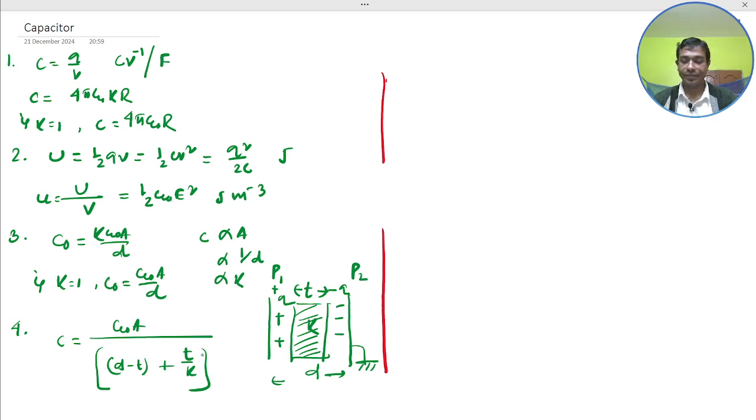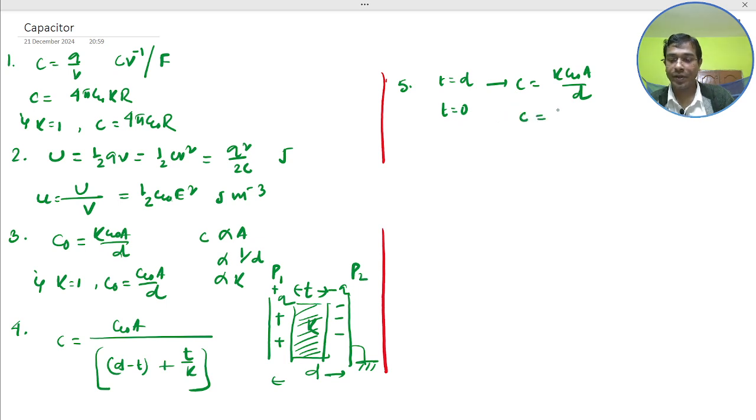Special conditions. If the capacitor is completely filled with dielectric, which is important, then T equals D. Now C equals K epsilon naught A by D. If the capacitor contains air only, then T equals 0 and C would become epsilon naught A by D.